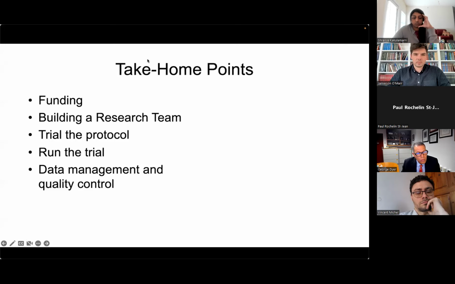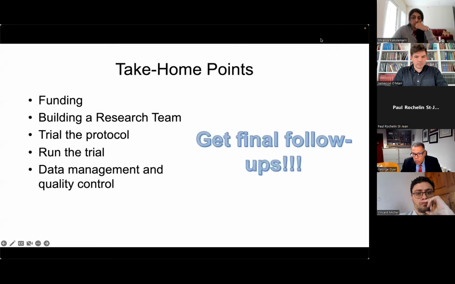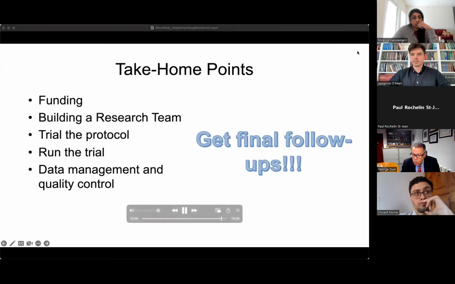Building a robust research team, really the people really matter. Finding the right collaborators, developing a team of coordinators that can safely, ethically, and diligently carry out your research. Trialing your protocol, identifying potential problems in your protocol before you roll out your larger clinical trial, and then tending to data management and quality control over the course of your study will get you to the point where you've got a high quality product for analysis and ultimate dissemination and publication of your findings. Remember to get those final follow-ups.